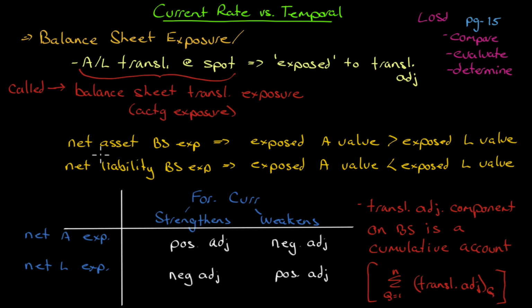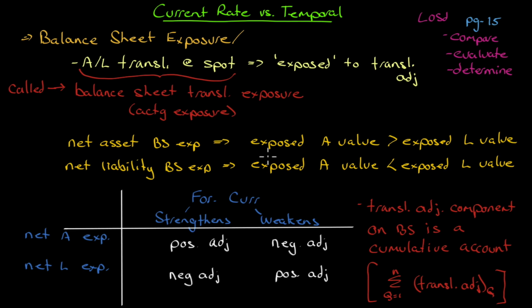So if we have net asset balance sheet exposure, that means of all the asset accounts that we're translating, the value of those accounts is greater than all of the liability accounts that we're translating. We'd have net asset balance sheet exposure, meaning our exposed asset value is greater than our exposed liability value. If we have net liability balance sheet exposure, we are saying that our exposed asset value is less than our exposed liability value. Now, why are we bringing this up? Why is this so important here?